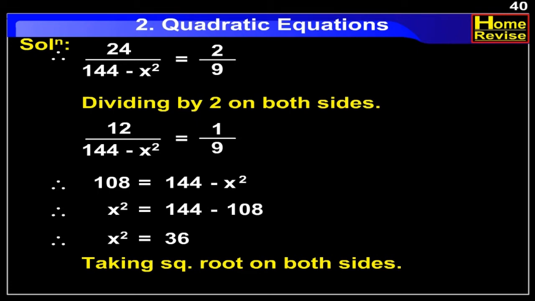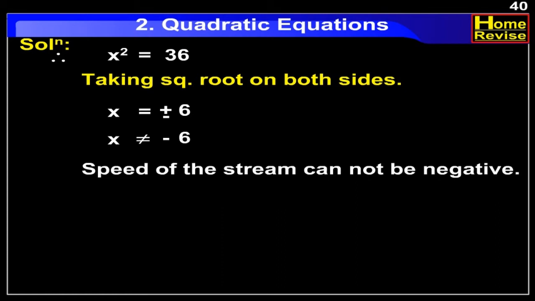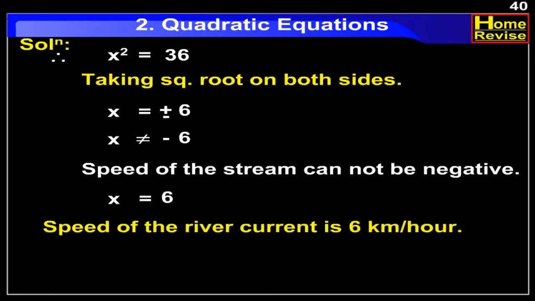Taking square root on both sides, we get x is equal to plus or minus 6. But x is not equal to minus 6, as speed of a stream cannot be negative. So x is equal to 6. Thus, the speed of river current is 6 km per hour.